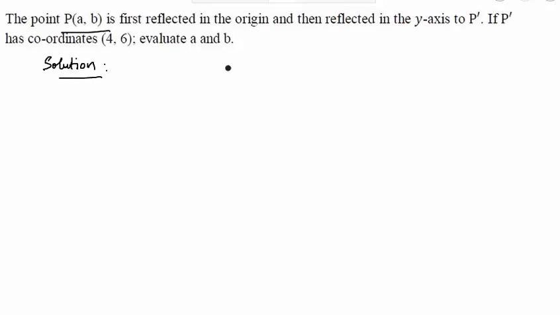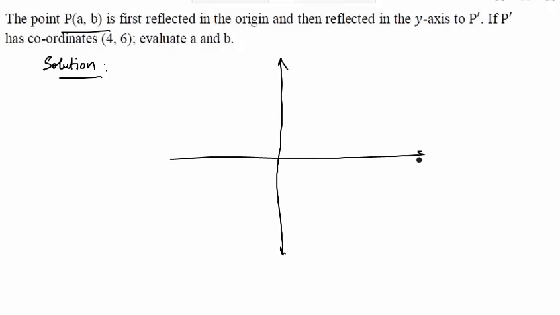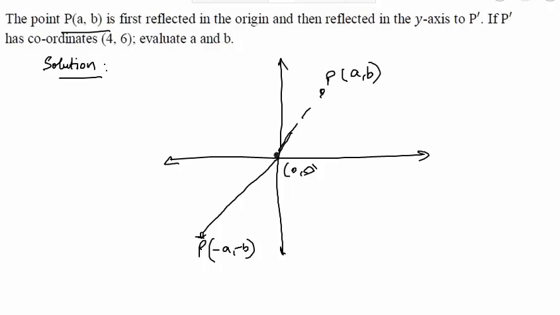Since it is given point P(a, b), we'll assume it to be in the first quadrant. We'll just assume it to be in the first quadrant. So it is reflected in the origin. That means the origin has to be the midpoint. So if origin is the midpoint, the point to which it is reflected has coordinates (-a, -b), because since it's a midpoint, it has to be equidistant.